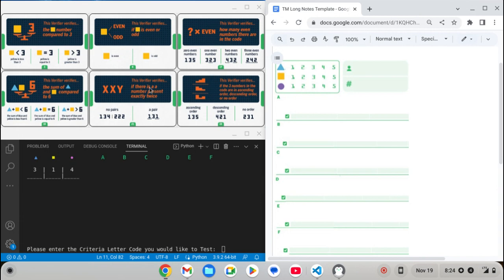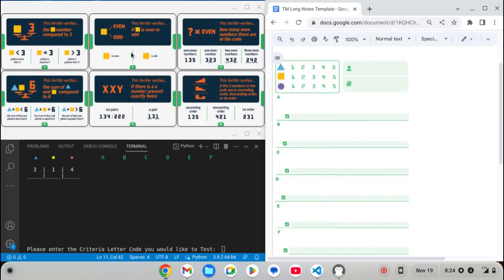So in the grid above, we've got our 6 criteria cards. On the top row, we've got criteria card A, criteria card B, and criteria card C. On the bottom row, we've got criteria card D, criteria card E, and finally criteria card F. So criteria card A takes a look at our middle digit, the square digit, and compares it to the number 3. So should the value of square be less than 3? Should it be equal to 3? Or should the value of square be greater than 3?